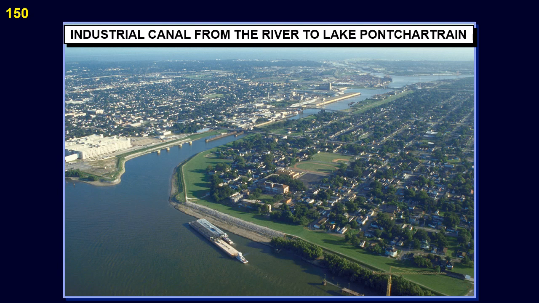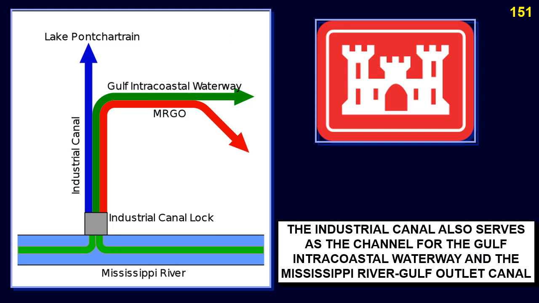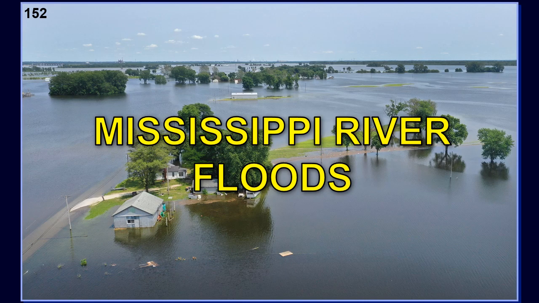The Inner Harbor Navigation Canal, IHNC, commonly known as the Industrial Canal, provides a navigation channel between the Mississippi River, Lake Pontchartrain, and the Gulf Intracoastal Waterway. It was opened in 1923, and the total length is 5.25 miles. This simplified diagram shows how the southern half of the Industrial Canal also serves as the channel for the Gulf Intracoastal Waterway and the Mississippi River Gulf Outlet Canal, MRGO. Mississippi River floods.